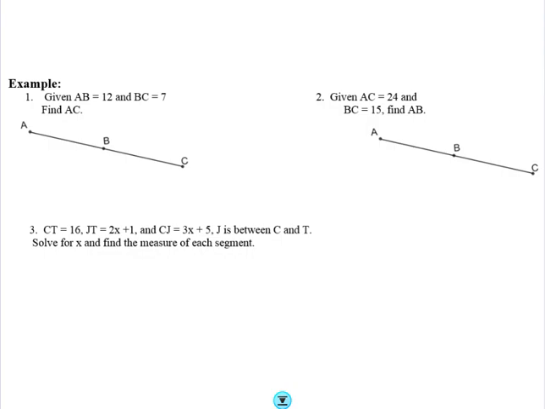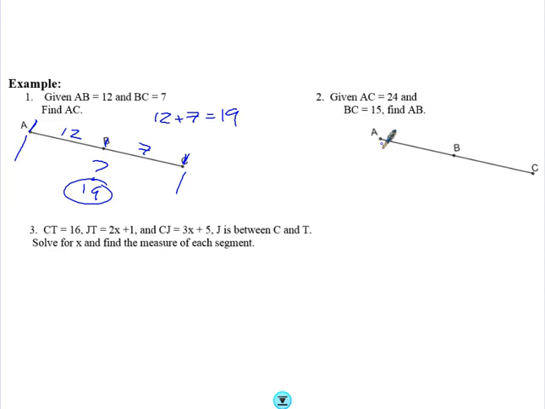Alright, so here are some examples. If I have line segment AC, where B is between them, if I told you that AB was 12, so from here to here is 12, and I told you that BC, so here to here, is 7, what is the length of AC? So I'm asking you, what is the whole thing? So this, again, is part plus part equals whole. So we can say 12 plus 7 is equal to 19, and so this whole thing would be 19.